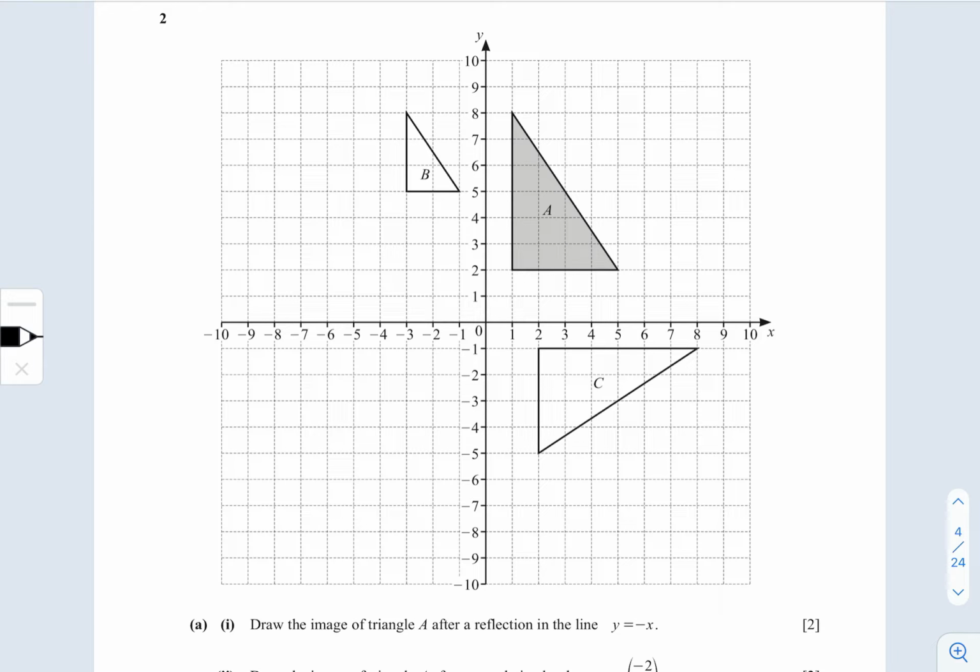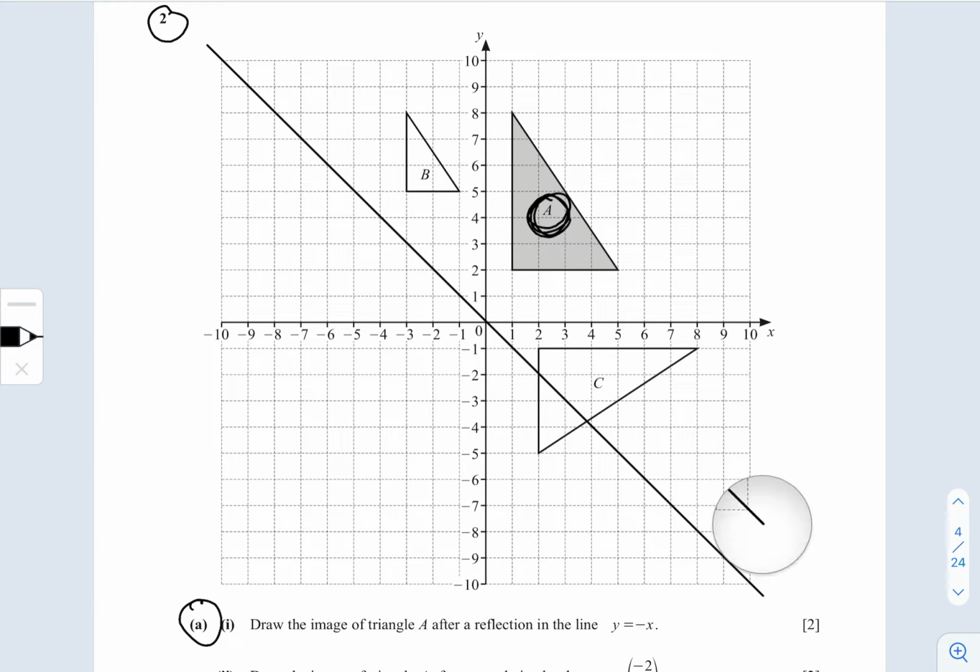So in question 2A, which is this question, it mentions to draw the image of triangle A after a reflection in the line y equals negative x. So the line y equals negative x is this line, which is the mirror line, where y equals negative x.